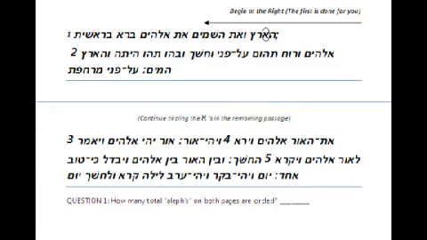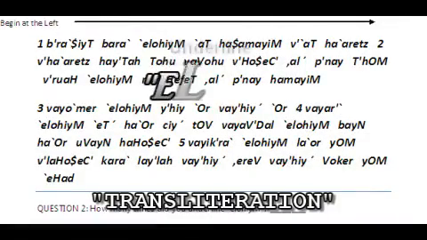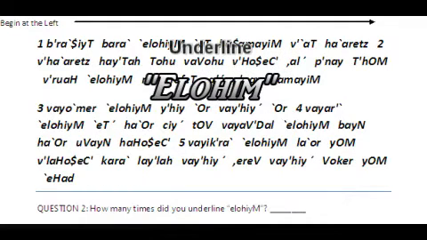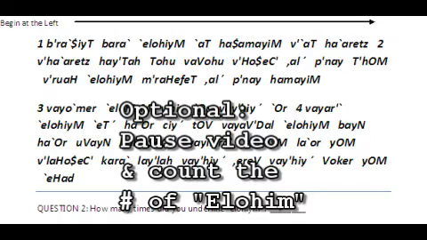Then the part 3 of the activity is the sounds of the Hebrew letters. So in the transliteration, that's what we're dealing with now, the instructions are to underline each time you see the word Elohim. Keep in mind that transliterations, again, are read from left to right as we read in English. At the bottom, the second question is, how many times did you underline Elohim in that passage?